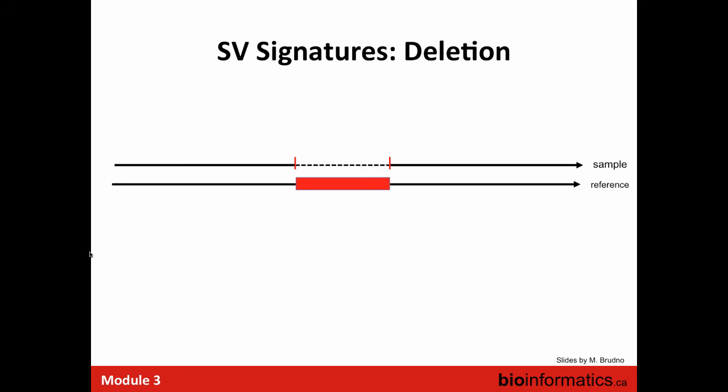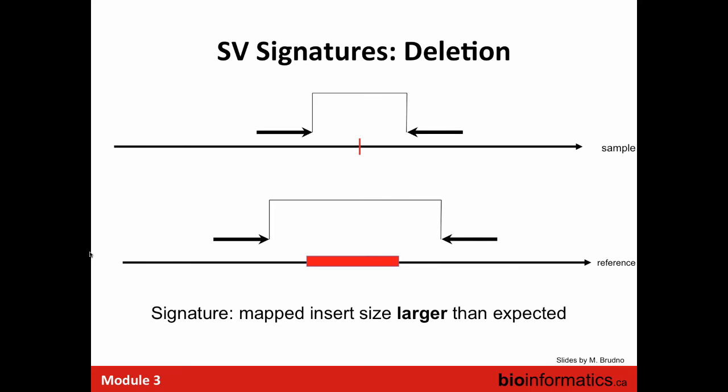So this is an example of a deletion. Here there's this red part of the genome that's only in the reference, and it's not present in this individual that we've sequenced. Now I'm depicting the deletion in the sample on the top as just this dashed line. That sequence isn't present. And the breakpoints are just these red vertical bars. That's where this deletion occurred.